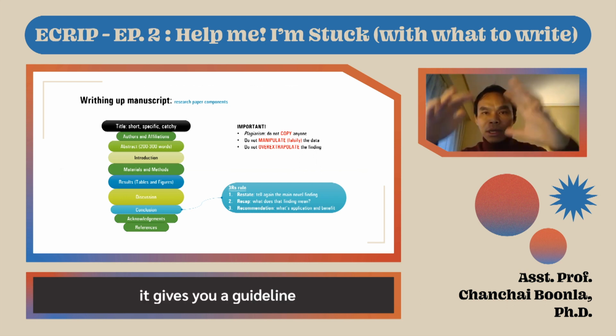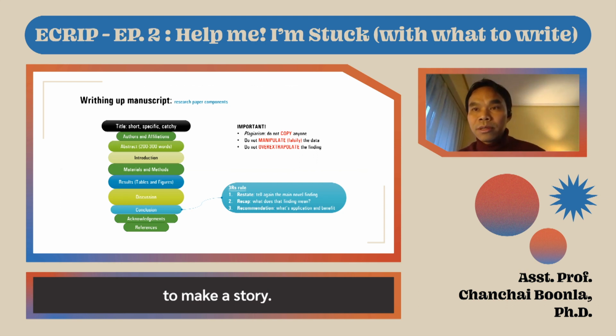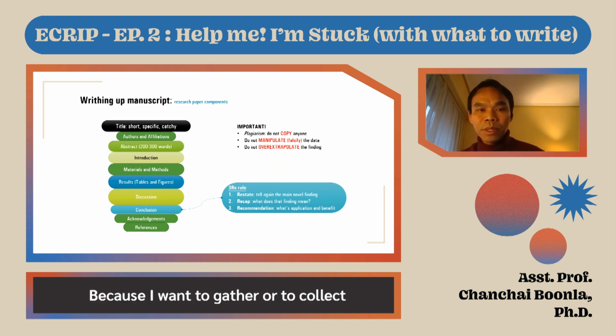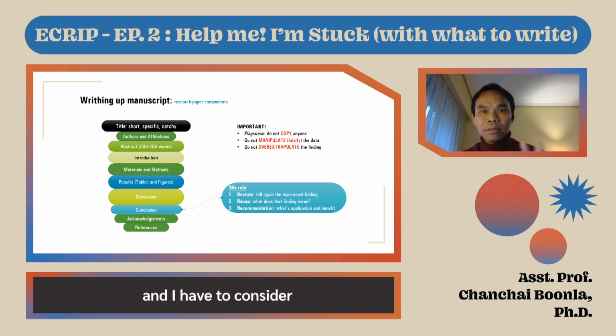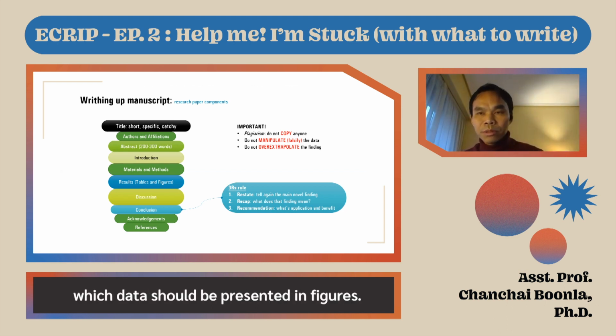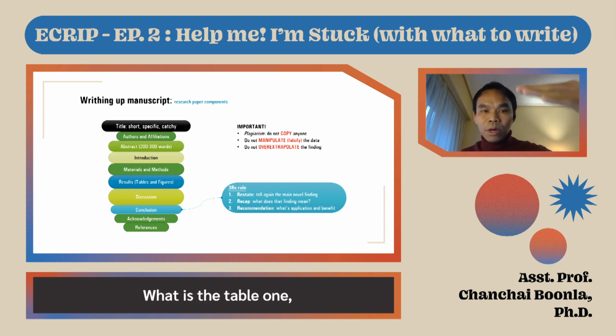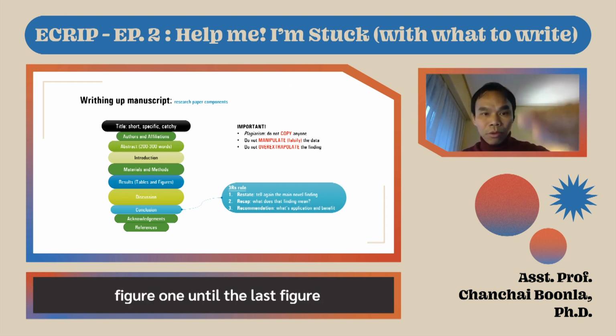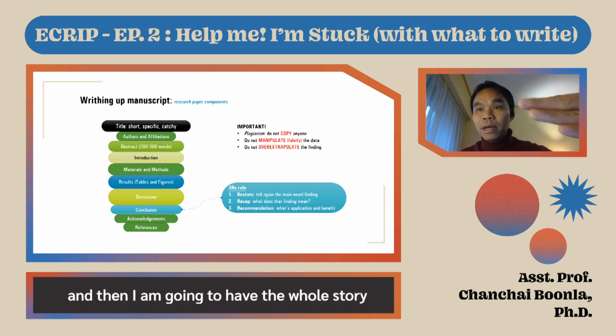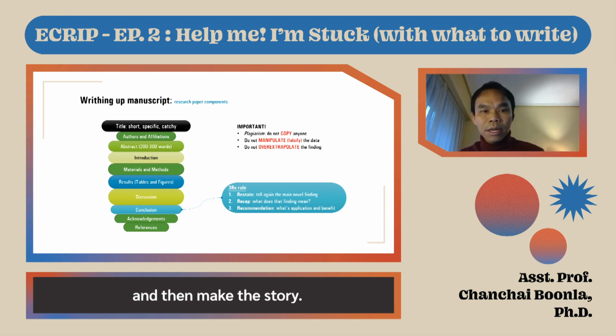It gives you a guideline to make a story. To me, I write the result section first in every manuscript, because I want to gather all the data I have. And I have to consider which data should be presented in tables and which data should be presented in figures. And I have to make the layout from the beginning to the end: what is table one, figure one, until the last figure. And then I have the whole story and I make the story.